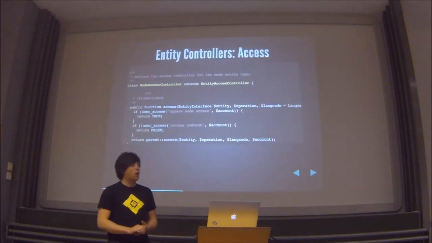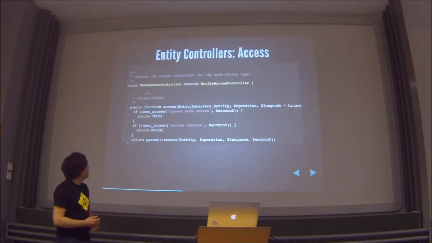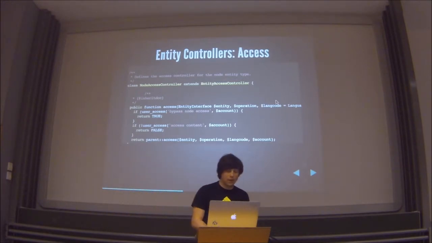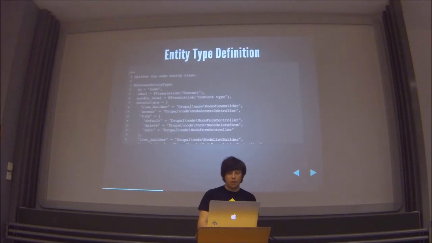This is how an entity access controller looks. You just define a new class, call it, in this example, node access controller, and extend an existing entity access controller, and just swap out or override the access function. And this access controller is defined in the entity annotation right here.